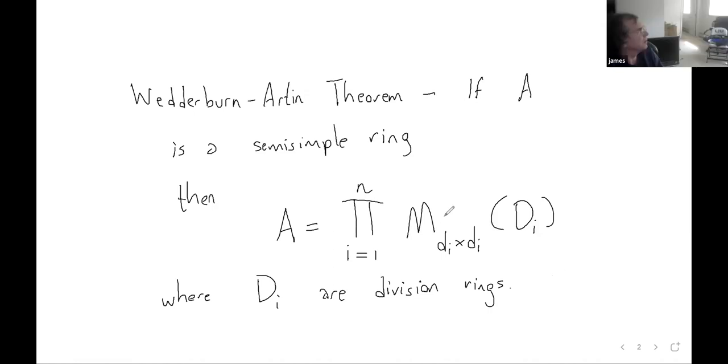So that's the way people sometimes drag Artinianness into this story. If we were working with algebras over a field, we could say if it's simple and finite dimensional, then it's semi-simple. And so the Weyl algebra not being finite dimensional, if you think of it as an algebra over a field, is what makes it break out of the Wedderburn-Artin theorem. There are a lot of interesting questions there, but good enough for now.